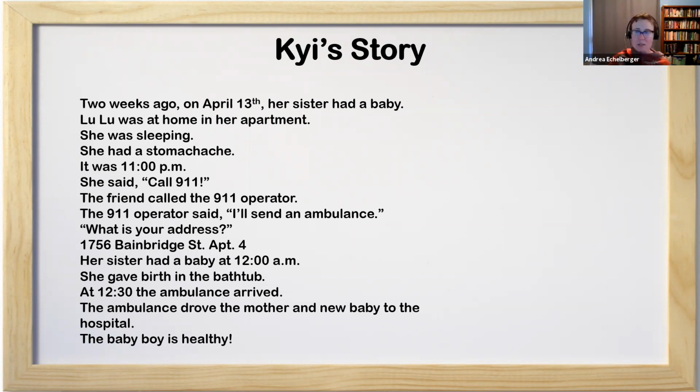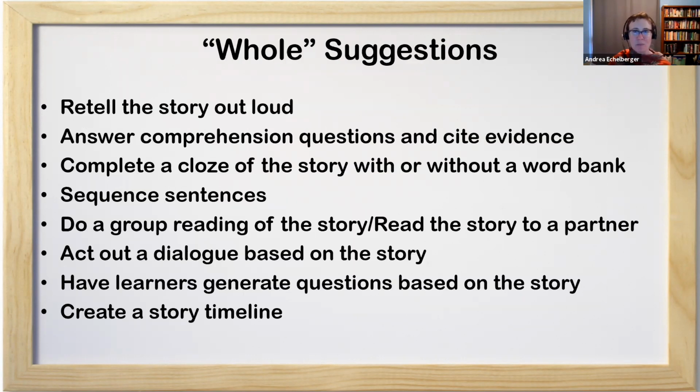And this can be reading the story, reading it multiple ways, but there's also plenty of other activities that we can do that are encompassing that whole picture. So things like, all right, now retell the story out loud. What do you remember in your own words? Asking comprehension questions and having learners cite evidence. That can be something like, they answered the question, did she have a boy or a girl? She had a boy. I found that in sentence 11.